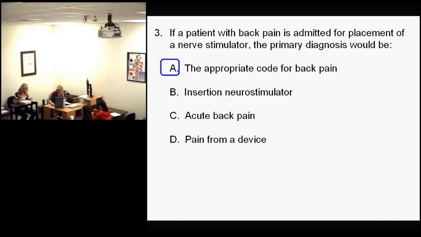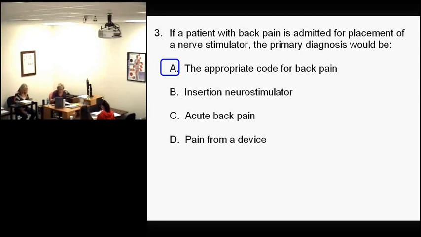That is that second bullet, right? After A, right? It's the neurostimulator. So it's after A, the second bullet. When a patient is admitted for the insertion of a neurostimulator for pain control, assign the appropriate pain code as the principal diagnosis.